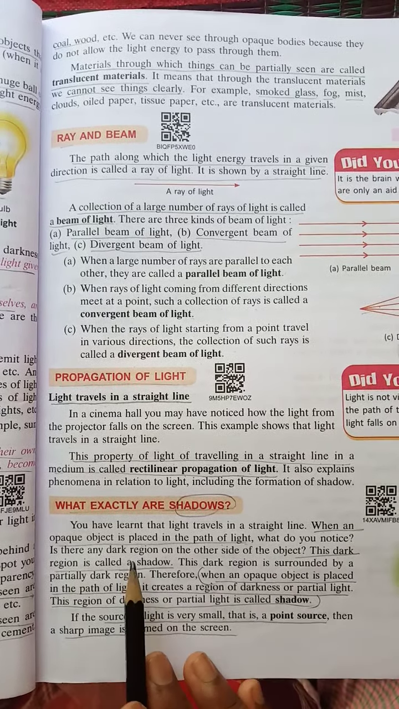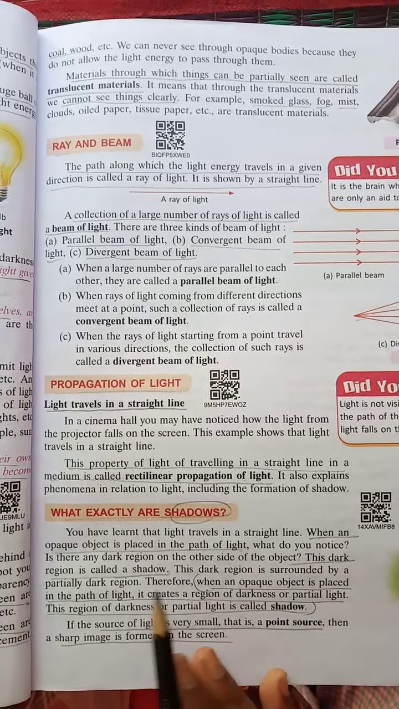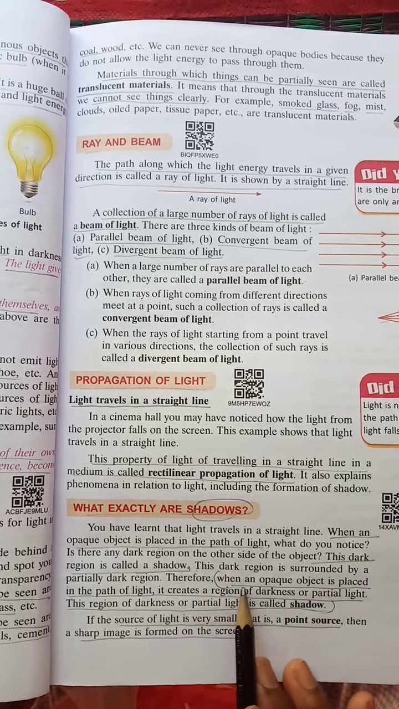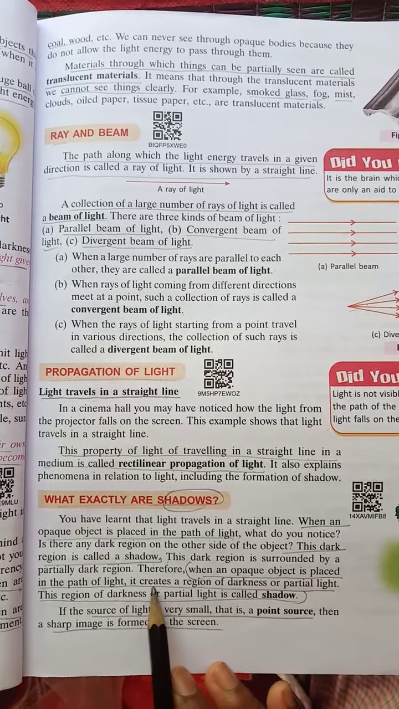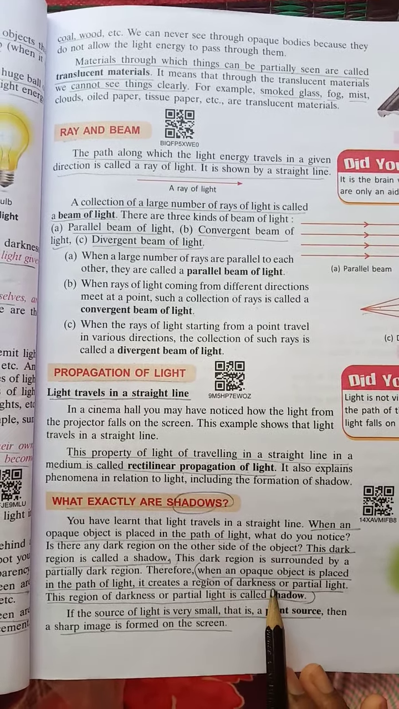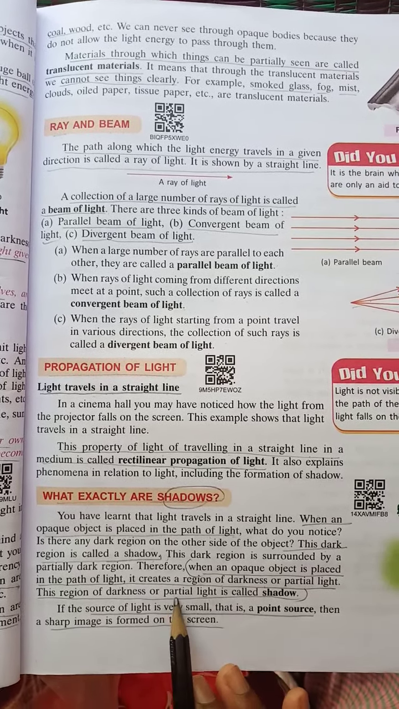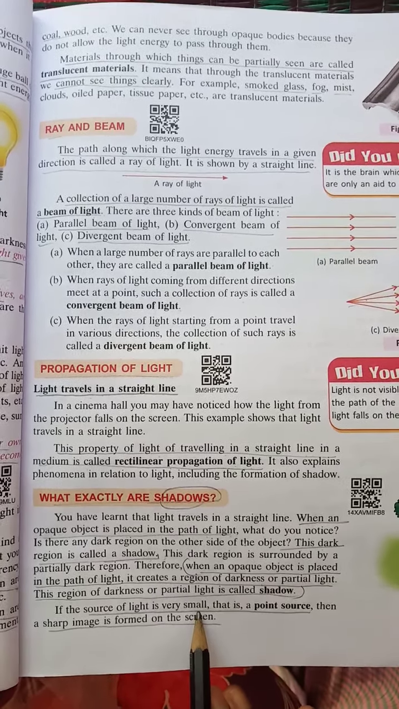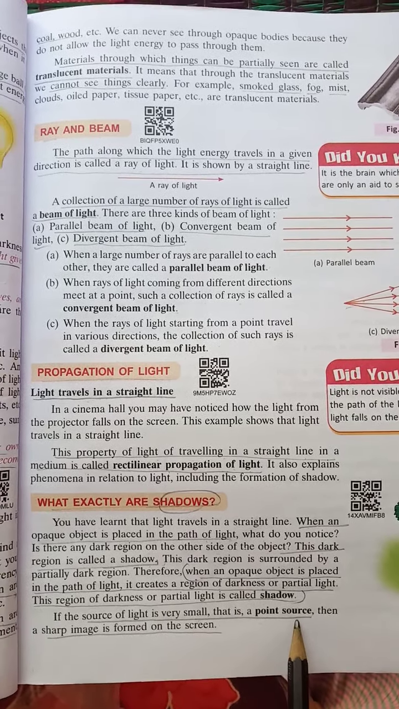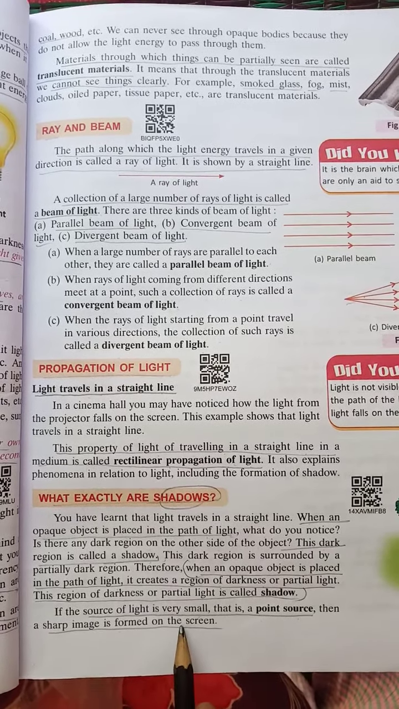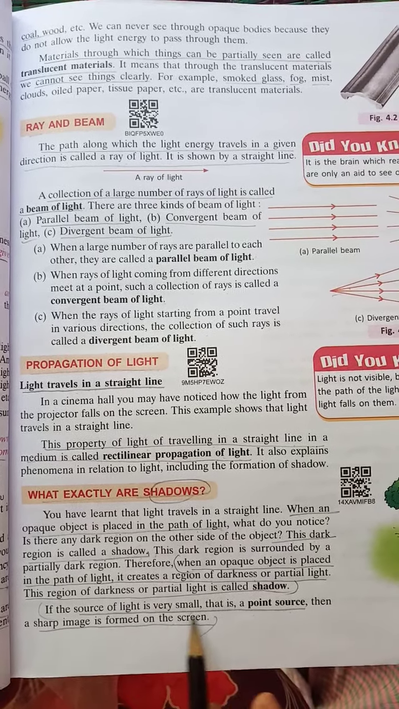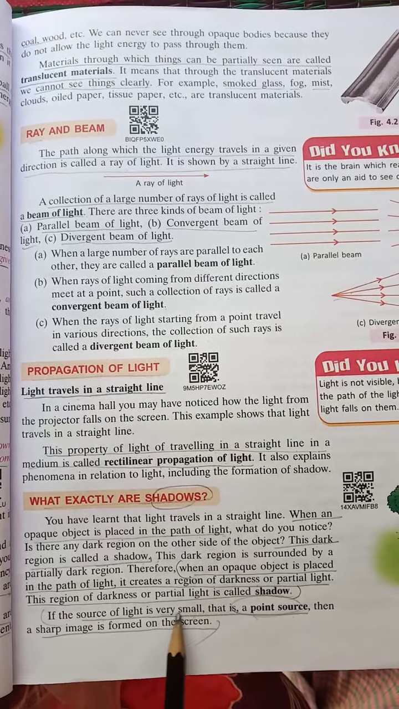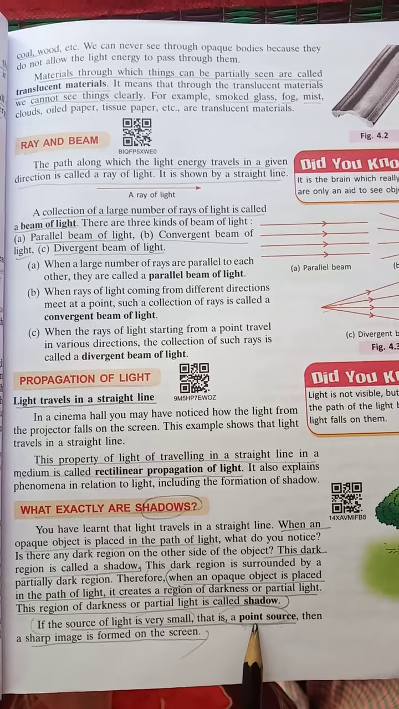When an opaque object is placed in the path of light, it creates a region of darkness or partial light. This region of darkness or partial light is called a shadow. If the source of light is very small, that is a point source, then a sharp image is formed on the screen.